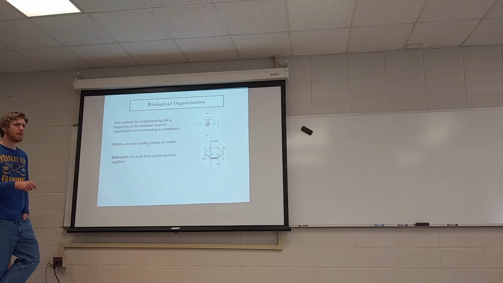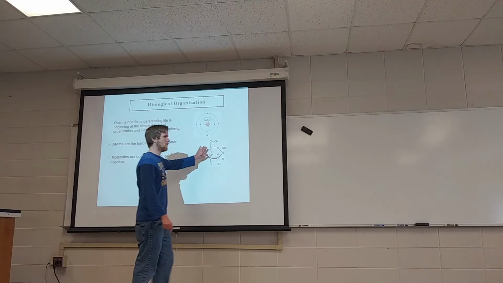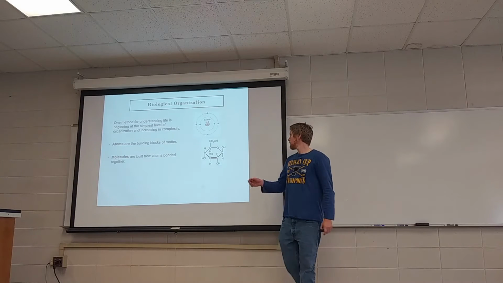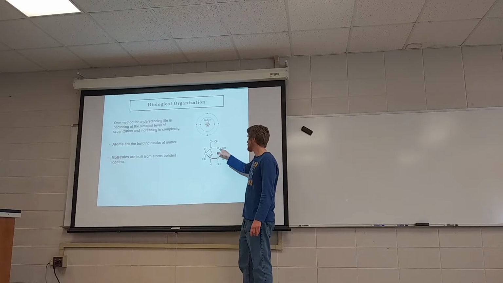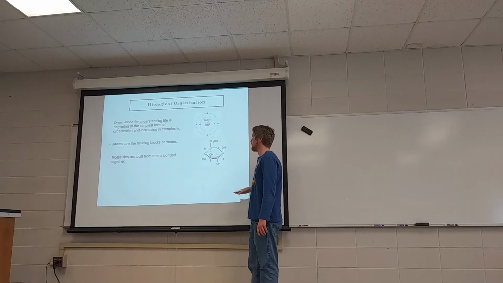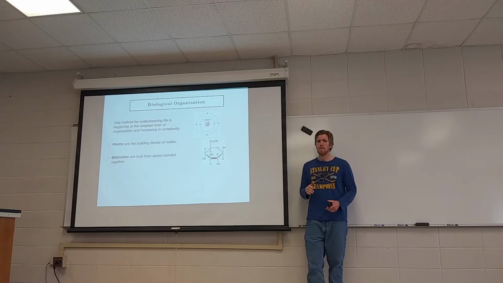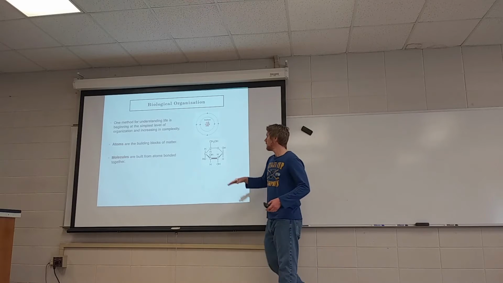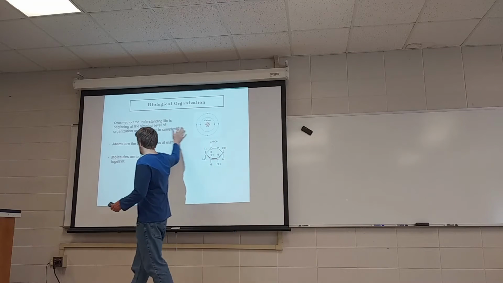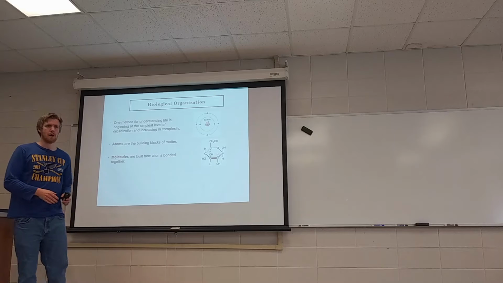Atoms are the building blocks of matter. Atoms bond together to form molecules. In this case, we have several carbon atoms that have bonded together to form this molecule. If you know it, I'm very impressed. This is glucose, a type of sugar. Carbons, oxygens, and hydrogens bonded together in a certain arrangement to create this molecule that has its own unique properties. So we've created a molecule from individual atoms bonded together.